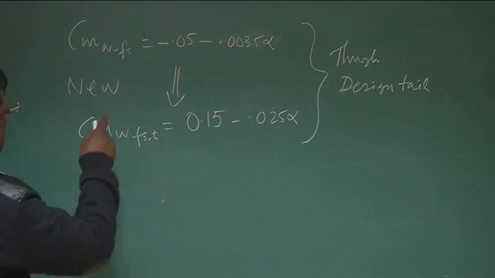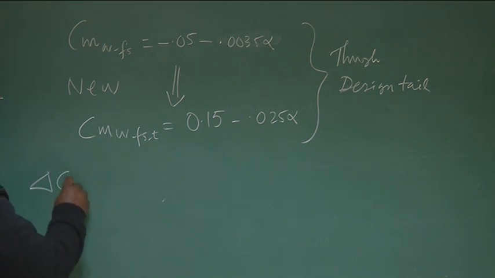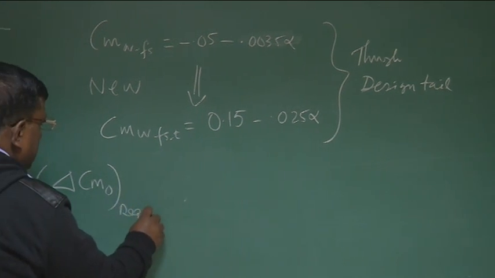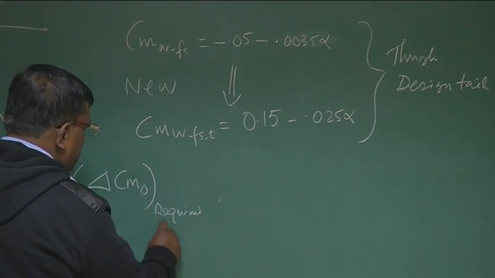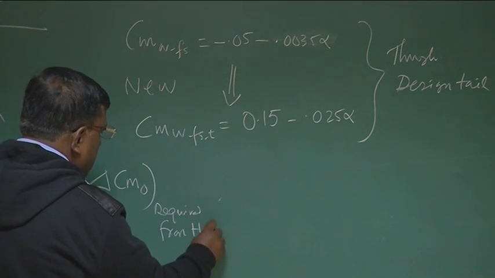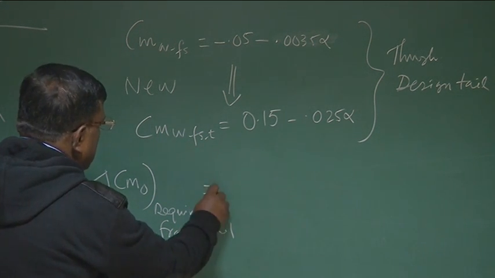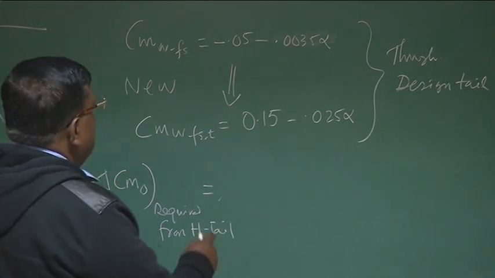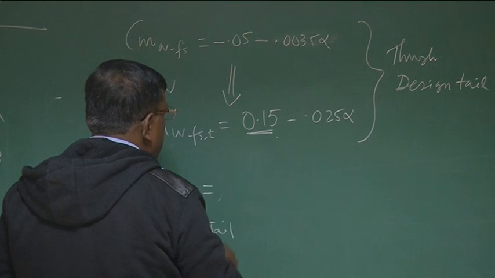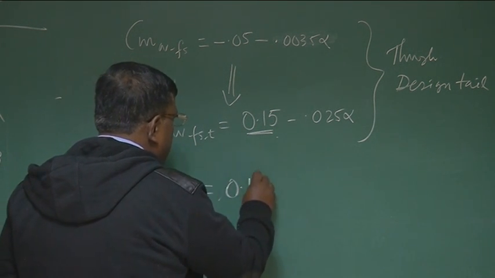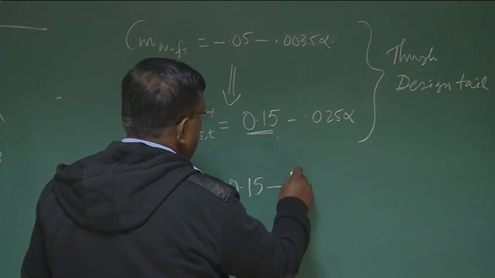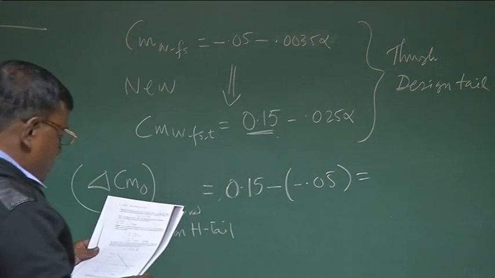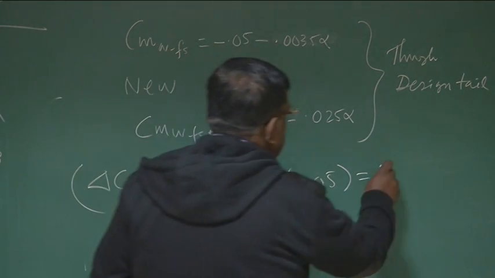From this, you can understand how much delta Cm naught you require from the horizontal tail. How much it will be? I want 0.15 Cm naught here, 0.15. So it will be 0.15 minus the already available minus 0.05. So this will be equal to 0.20.